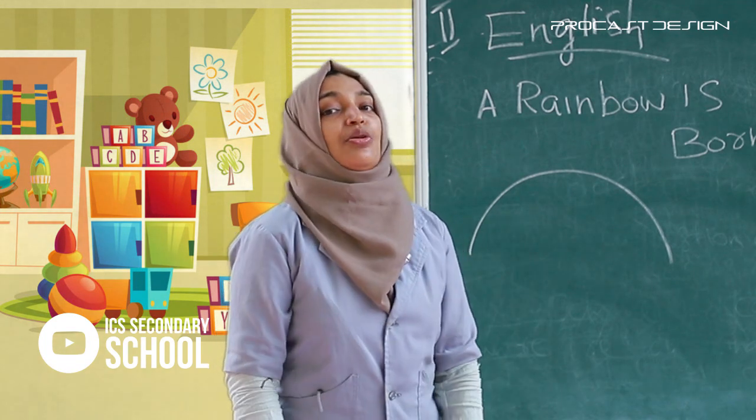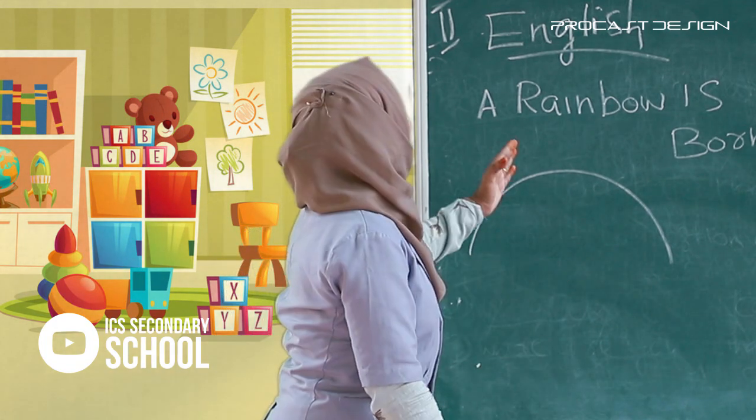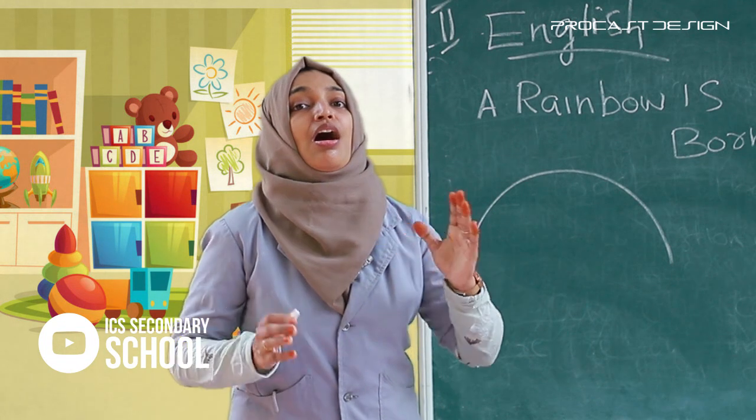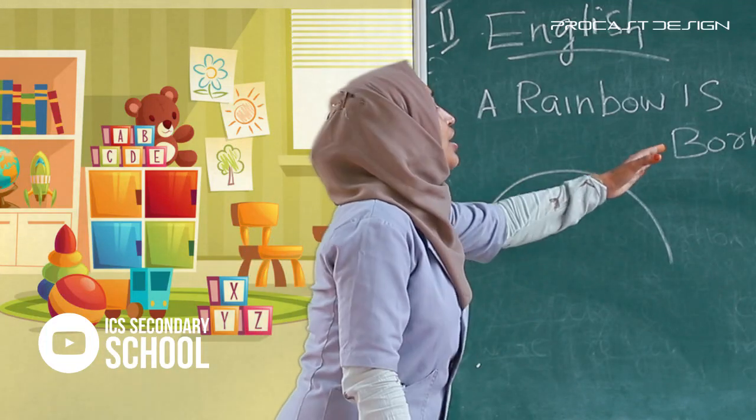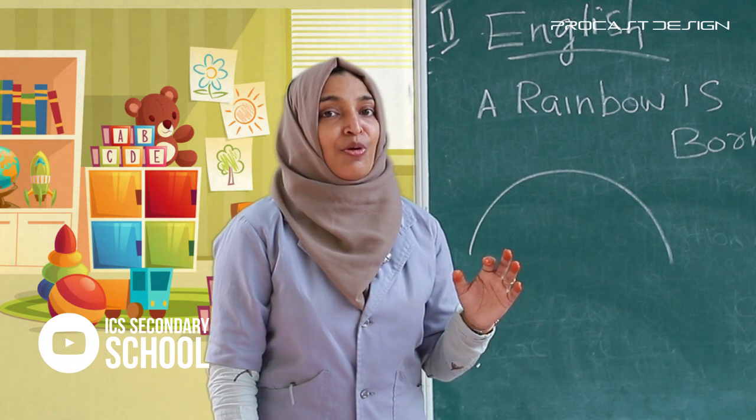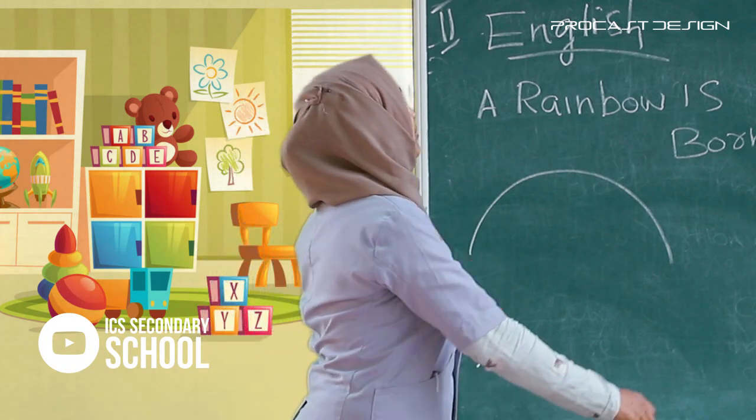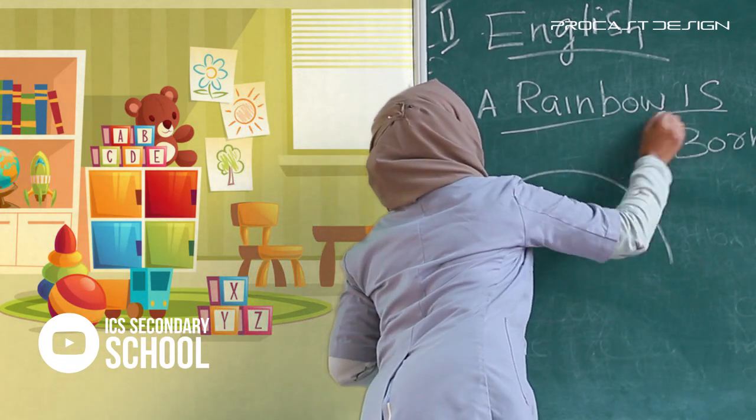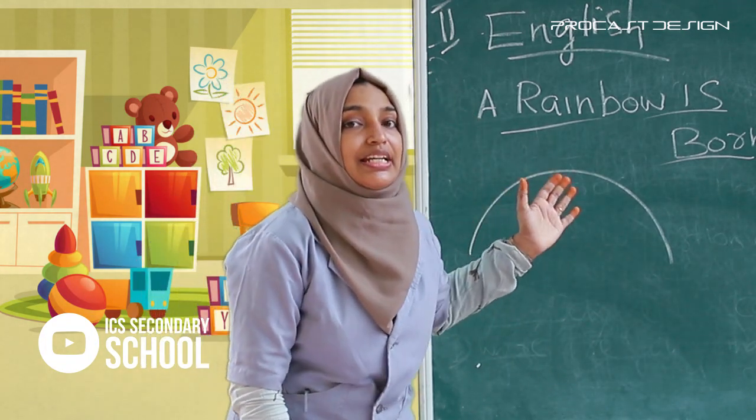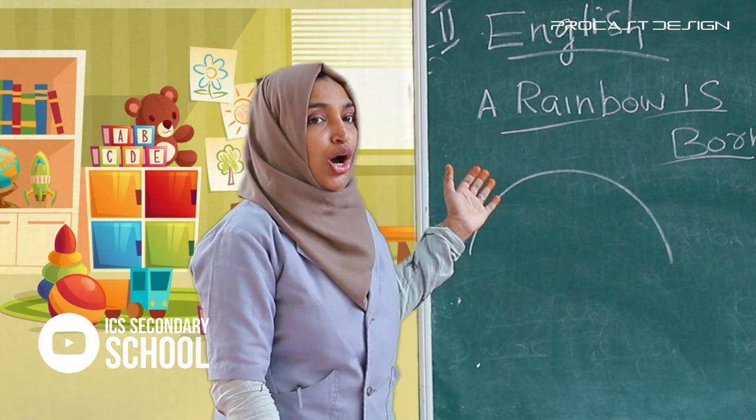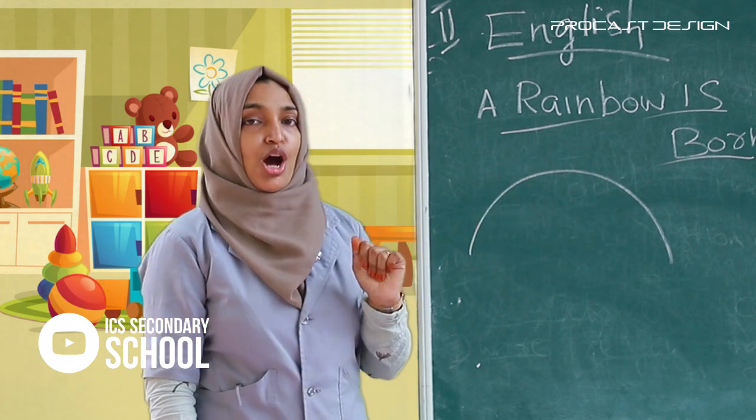Today we are going to learn the lesson about a rainbow, how the rainbow is born. What is our lesson name? A rainbow is born. Born means? Born day means birthday. So, born means, you know. How a rainbow is born. What is our lesson name? A rainbow is born.